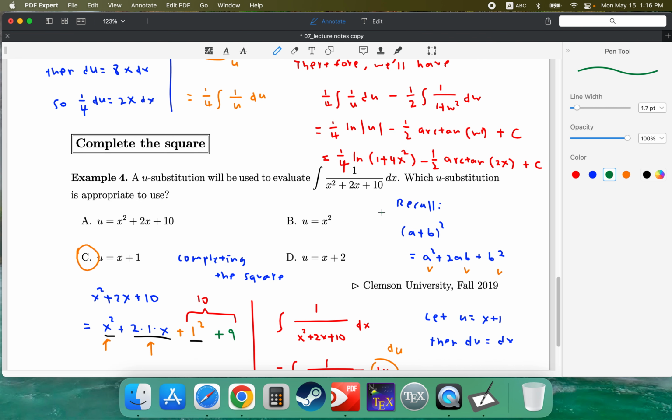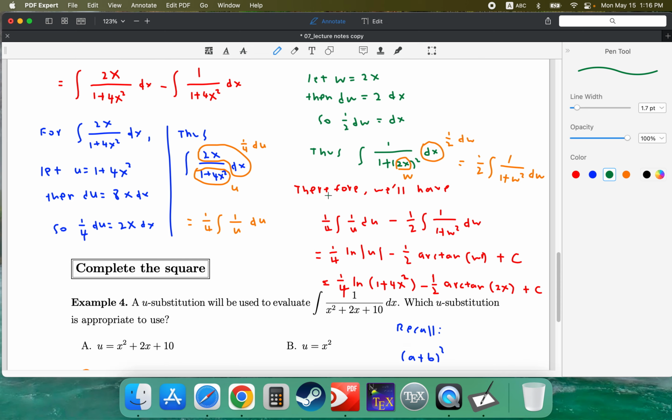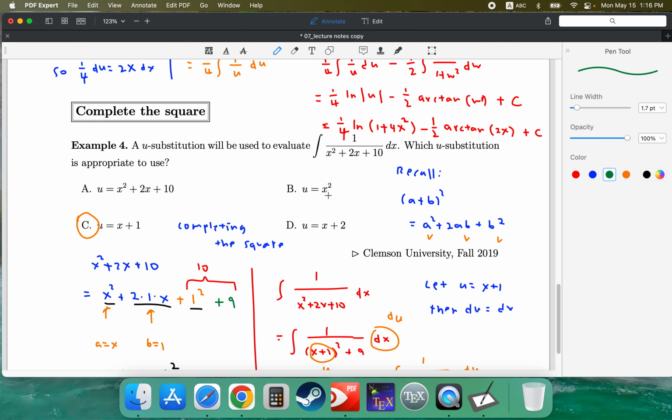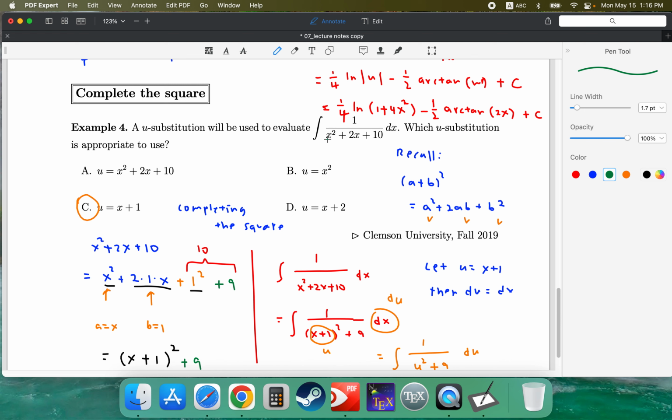And finally, we just use what we talked about previously to understand that our u needs to be linear instead of quadratic. Once we know that, we need to change the denominator, and the way we change the denominator is to use completing the square.